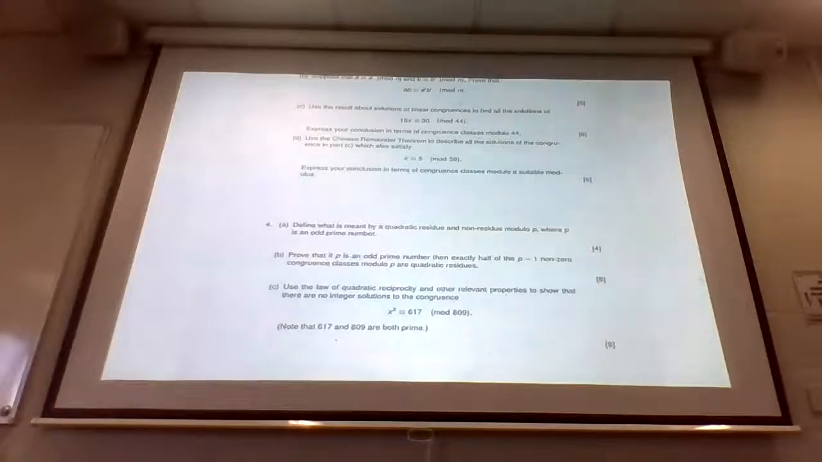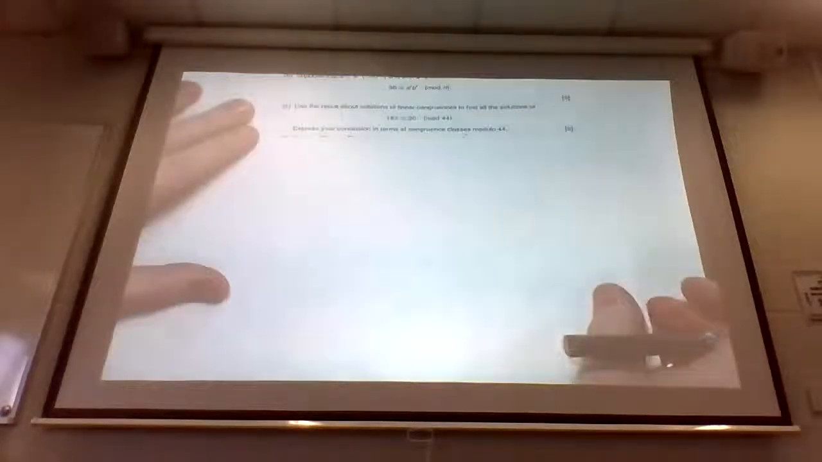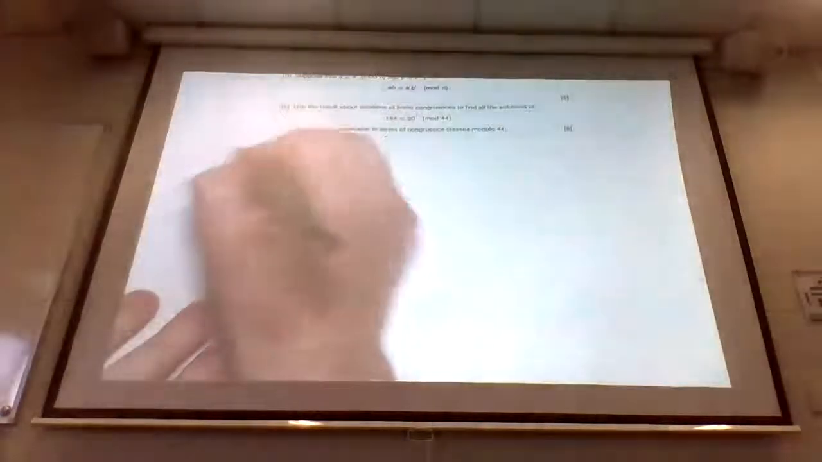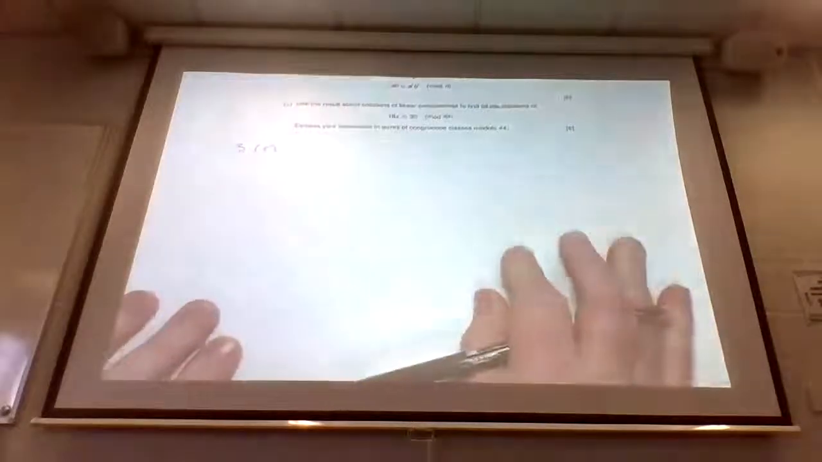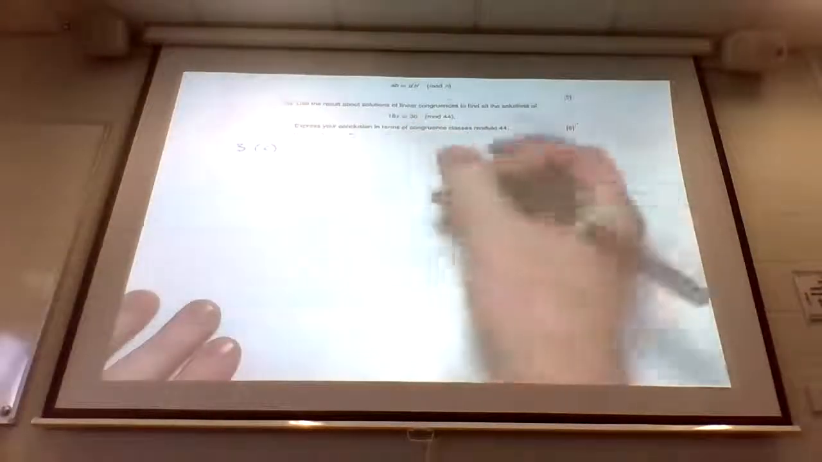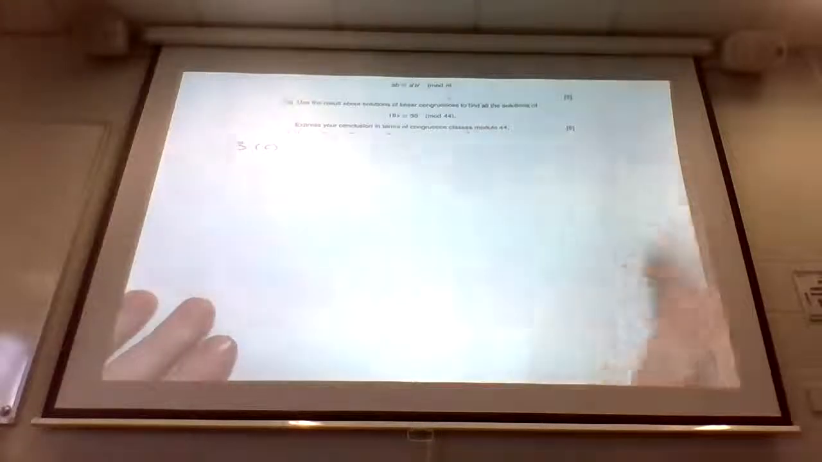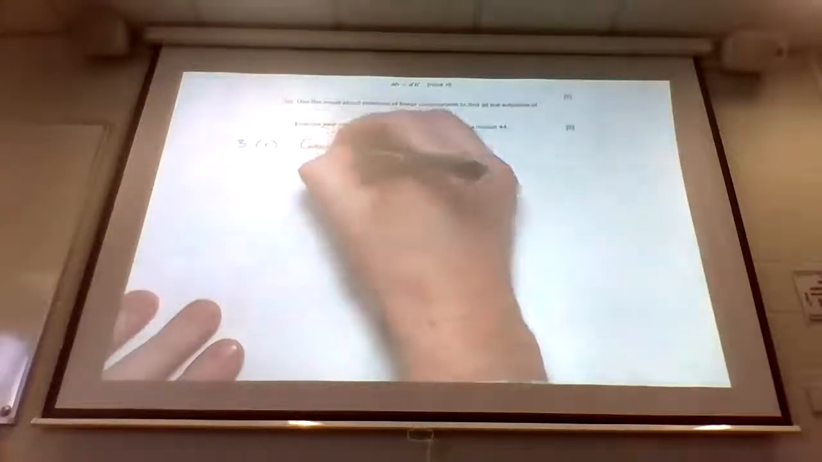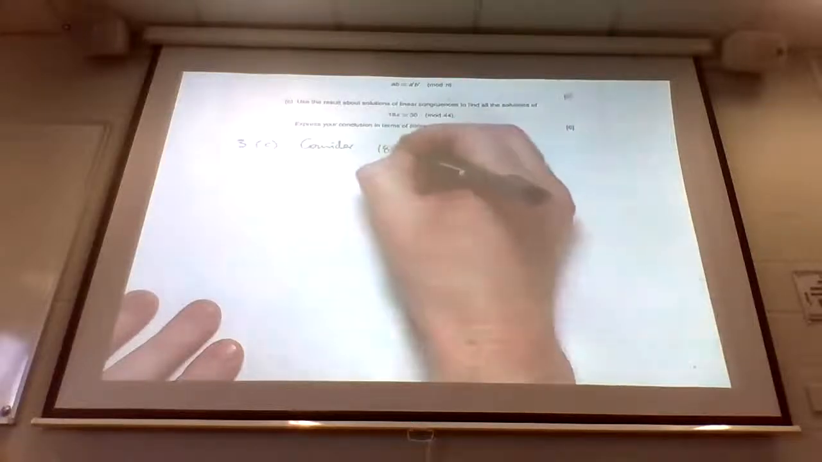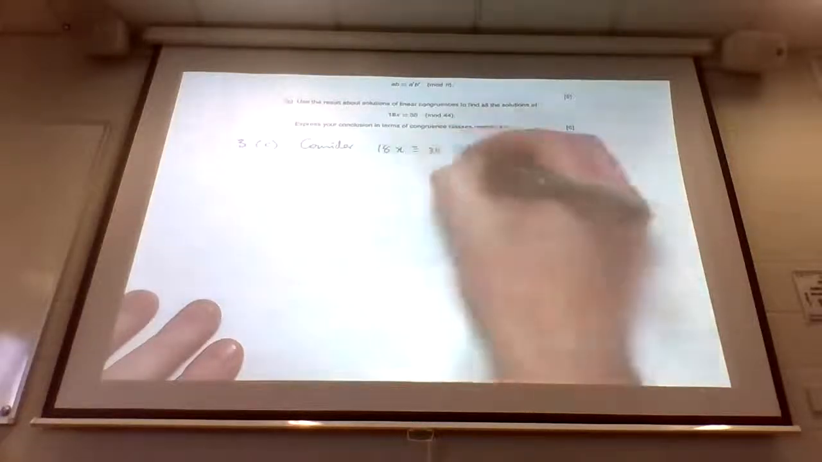So it should just be a matter of executing it, gaining the marks, okay? Okay, so let's do this. So 3 part C. So we consider 18x congruent to 13 mod 44.